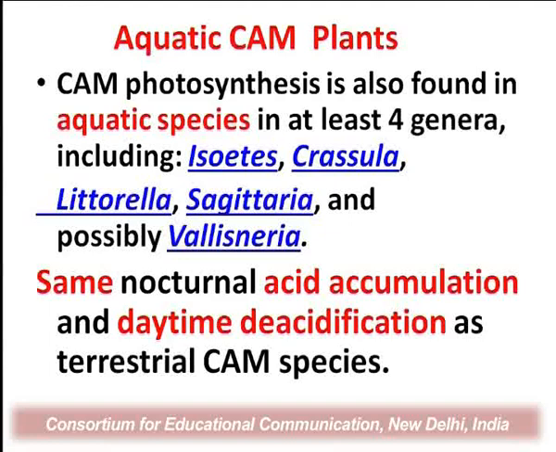Their physiology shows a similar nocturnal acid accumulation, that is acidification, and daytime deacidification, as shown by the terrestrial CAM species, as we have discussed. But these particular plants have a different reason to have the CAM cycle. The reason is not lack of available water, because as I said before, there is enough water everywhere, but the supply of carbon dioxide is limited. So here carbon dioxide is a limiting factor.